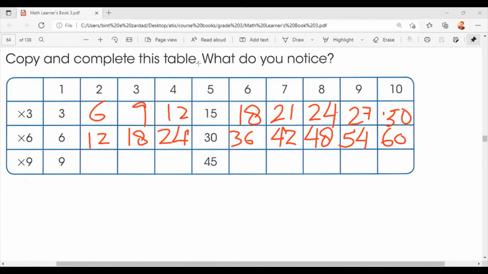Like this, 9 1 time 9, 9 2 times 18, 3 times 27, 4 times 36, 5 times 45, 6 times 54, 7 times 63, 8 times 72, 81, and then 90. These are the multiples. These are the multiples of 3, 6 and 9.